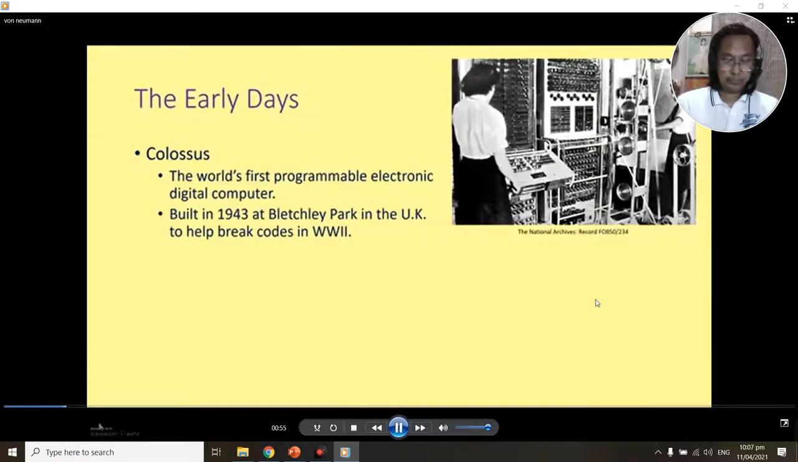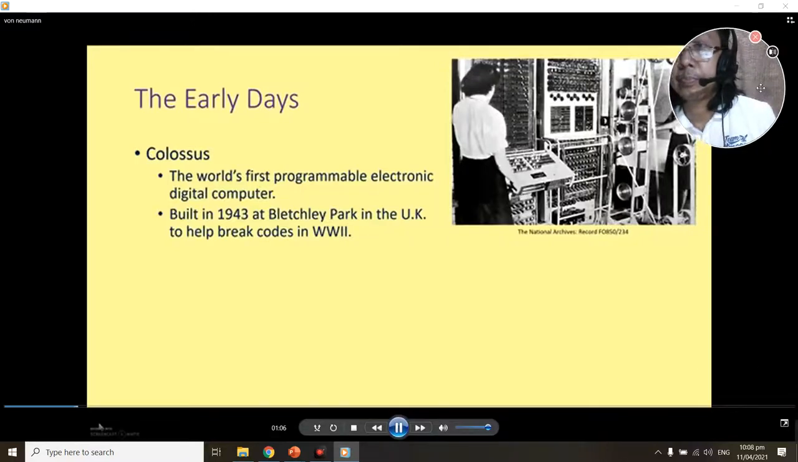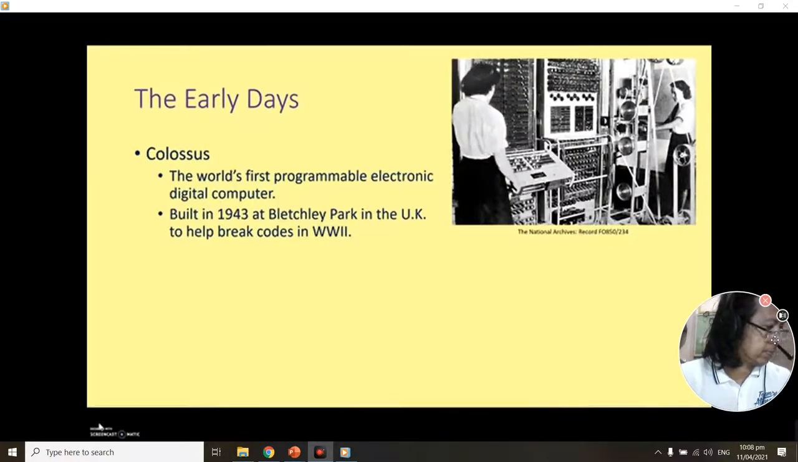Have a look at this picture over here. This is a very important early computer system. This is the Colossus. It holds the distinction of being the world's first programmable electronic digital computer. And this was built in 1943 at Bletchley Park in the UK to help with the job of breaking German codes in World War II. So even though it's of great historical significance for computing, the actual Colossus and the work it did was a national secret for a long time.